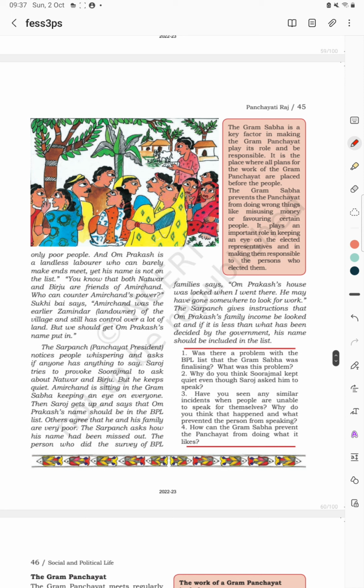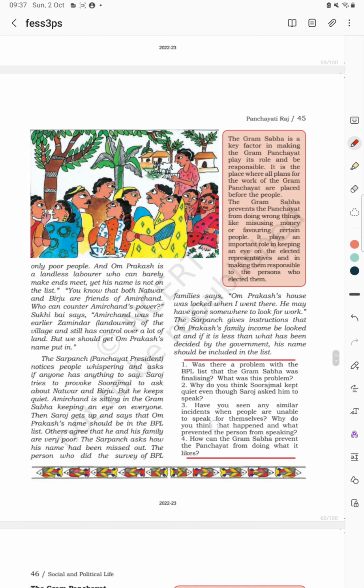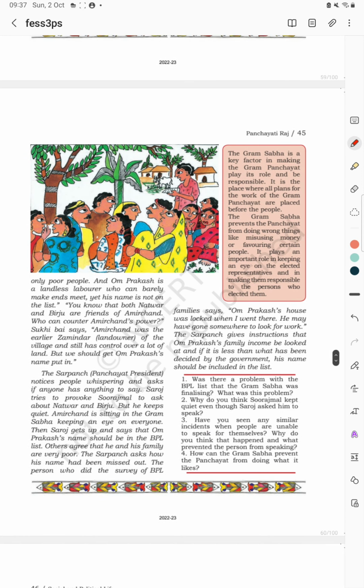So one of the members of Gram Sabha asked why the name of a particular person is there in the list. He has so much land. The list is meant for the poor people, and it should have poor people only. And Om Prakash is a landless laborer who can barely make ends meet, yet his name is not on the list. There is something which should be there but is not there, and which should not be there but is there. So you know that both Natwar and Birju are friends of Amir Chand.